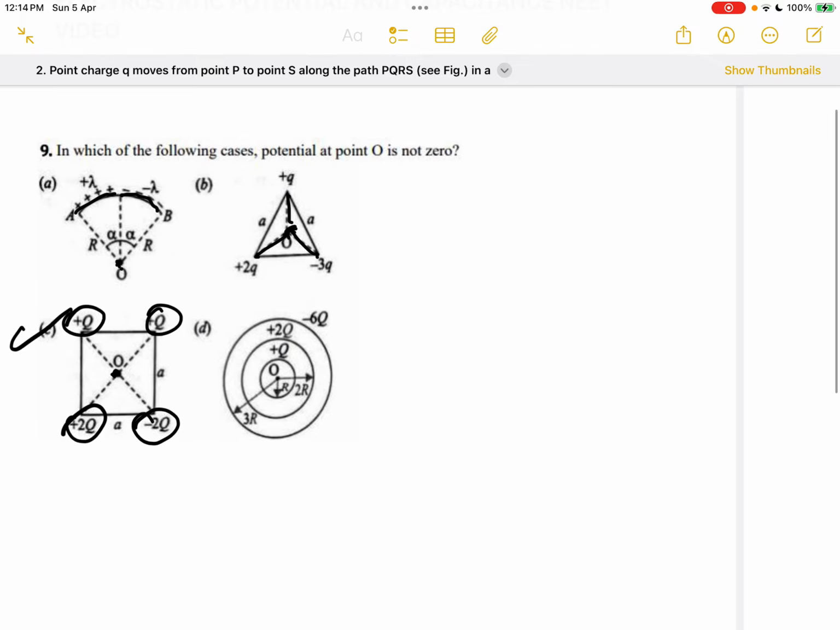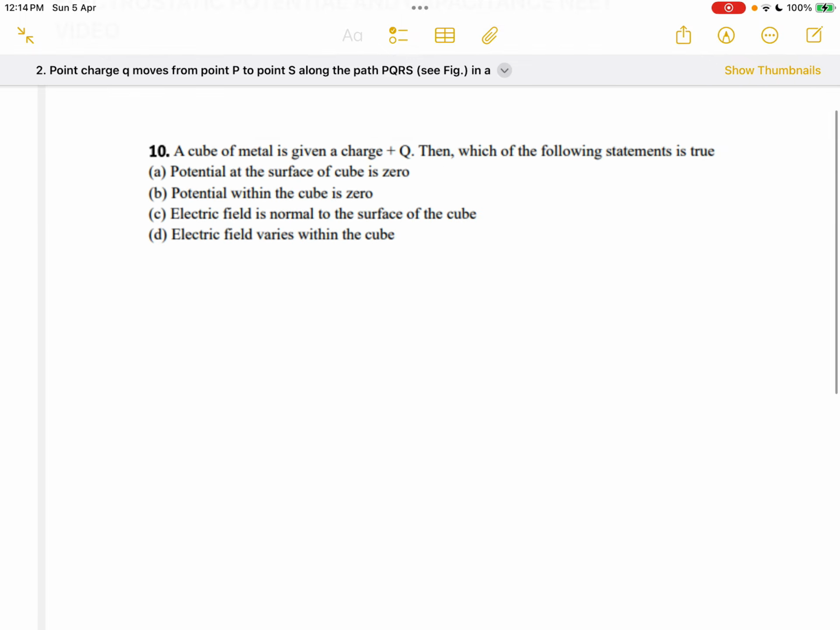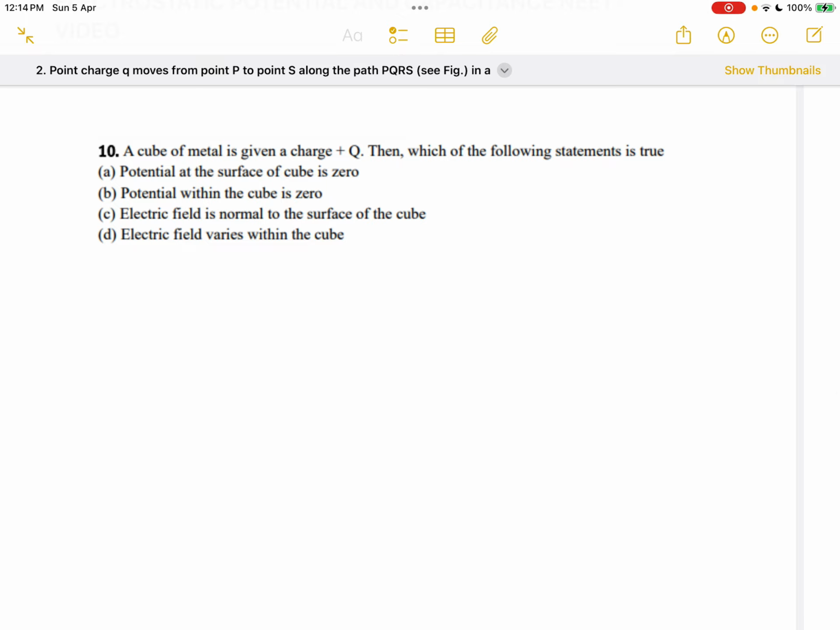Right. Let's continue. Question number 10. A cube of metal is given a charge plus Q. Then, which of the following statements is true? Potential at the surface of the cube is 0. That's not possible. When you have given a charge, the potential will never be 0. Potential within the cube is 0. No, potential within the cube is going to be the same value as that of the surface of the cube.